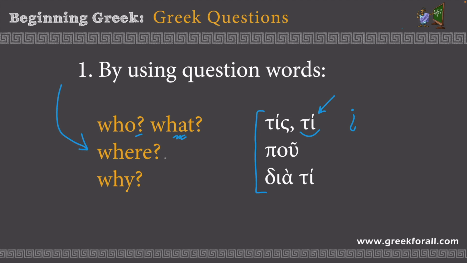The question where in Greek is pou, and why is actually a combination of a preposition dia, because of, and ti, from here, what. So because of what, or for what reason, or simply why. And finally, let's remember that the question mark itself in Greek looks like a semicolon. So every time you see a semicolon in Greek text, it actually means a question. Now let's take a look at a few examples.